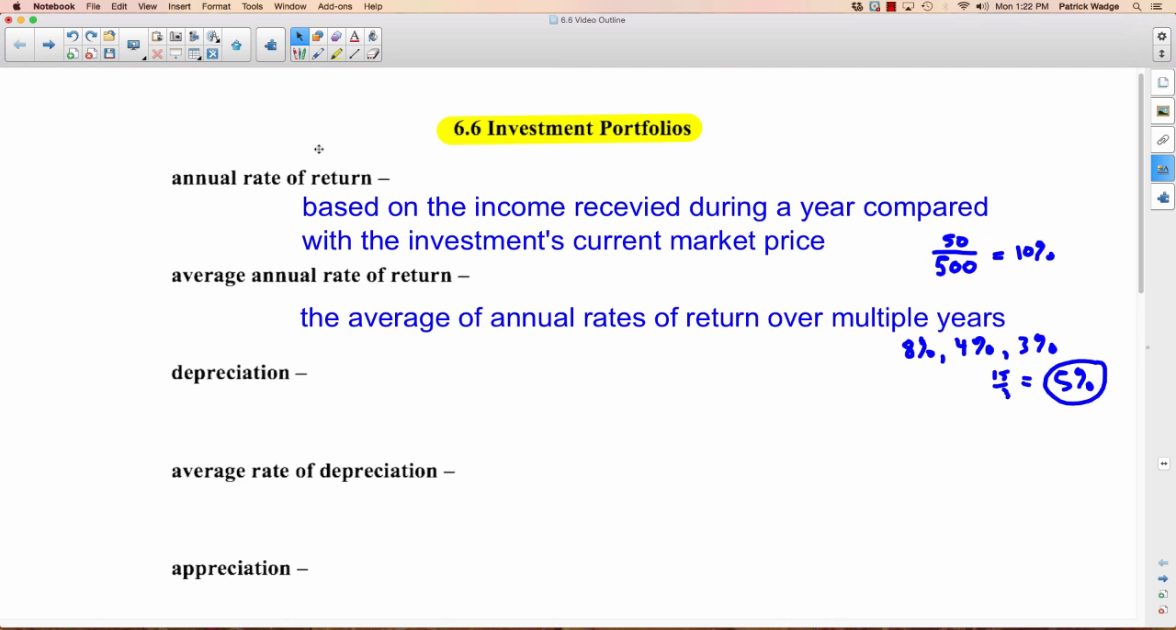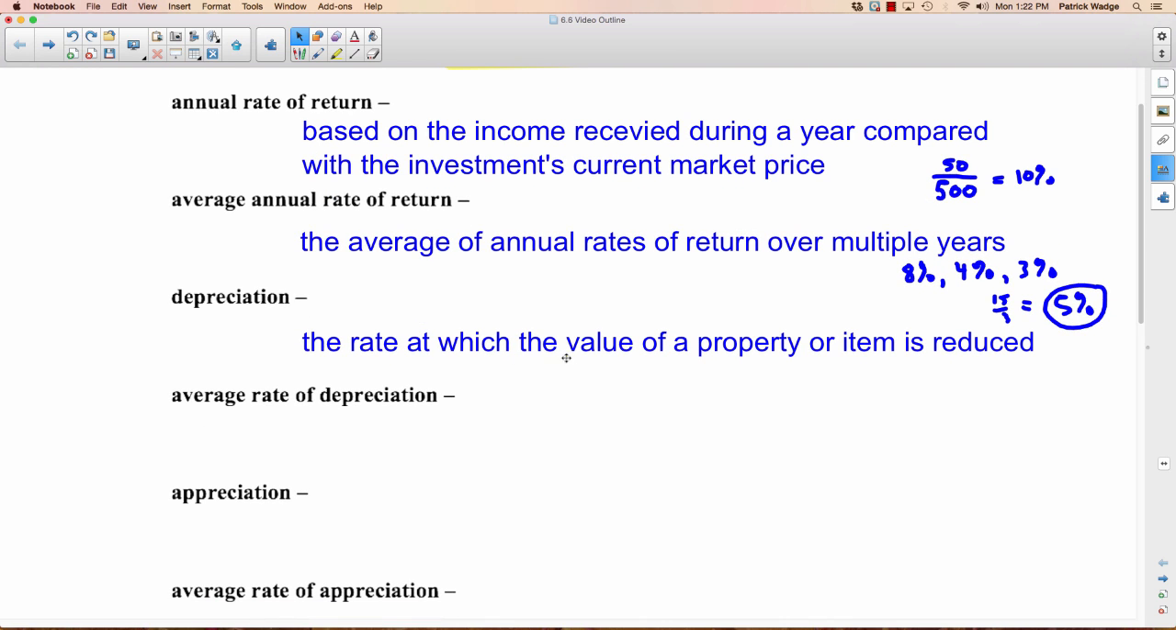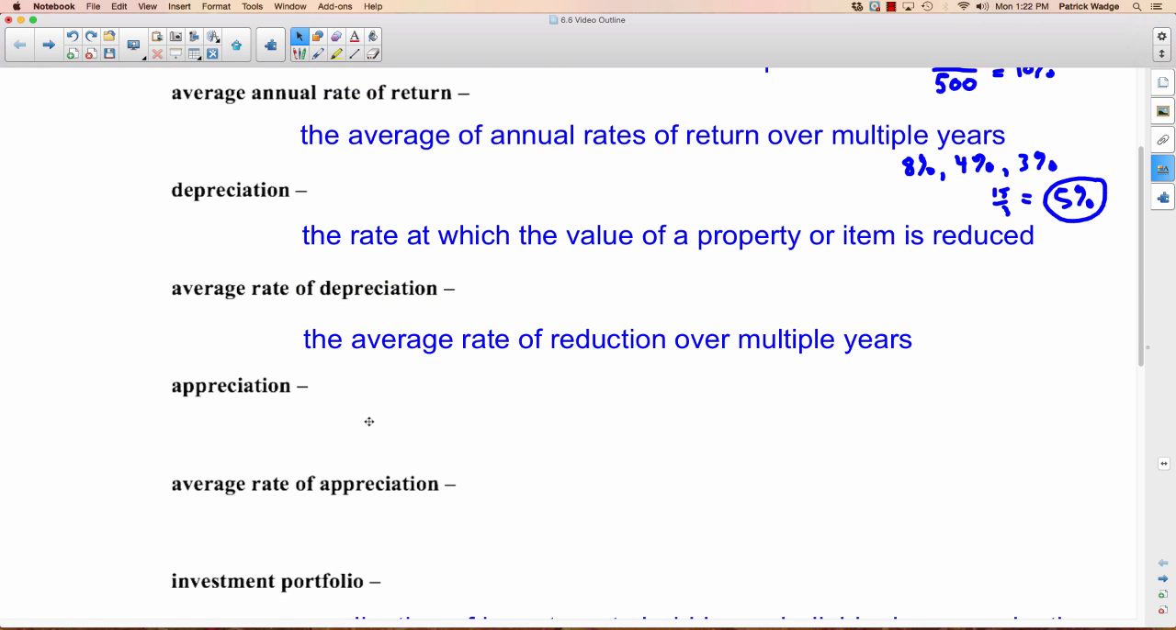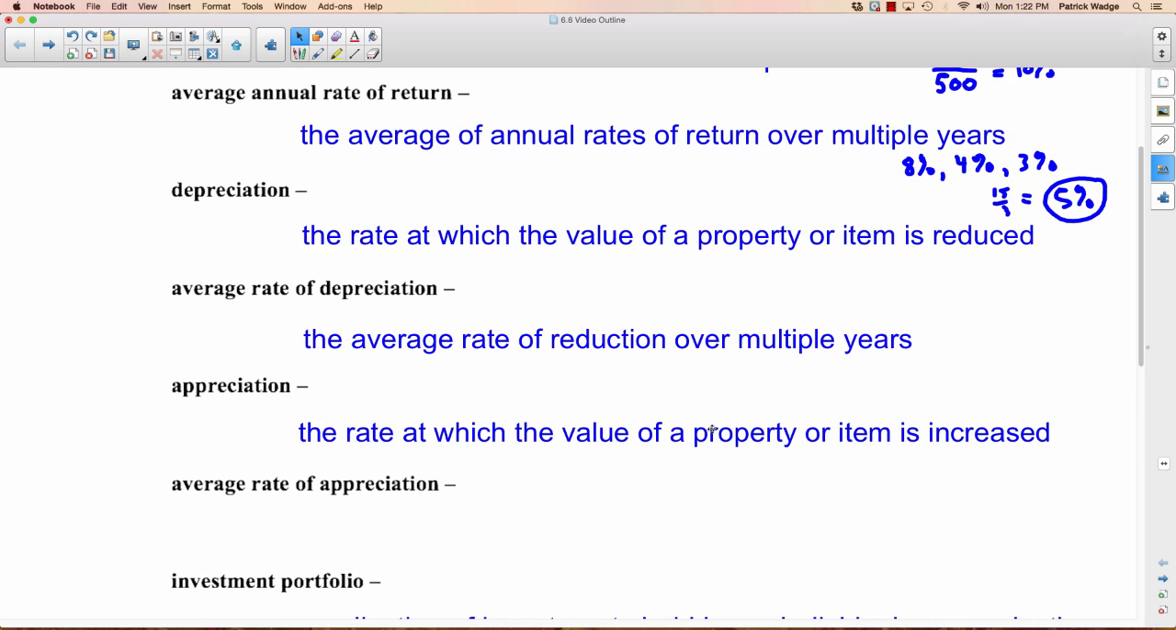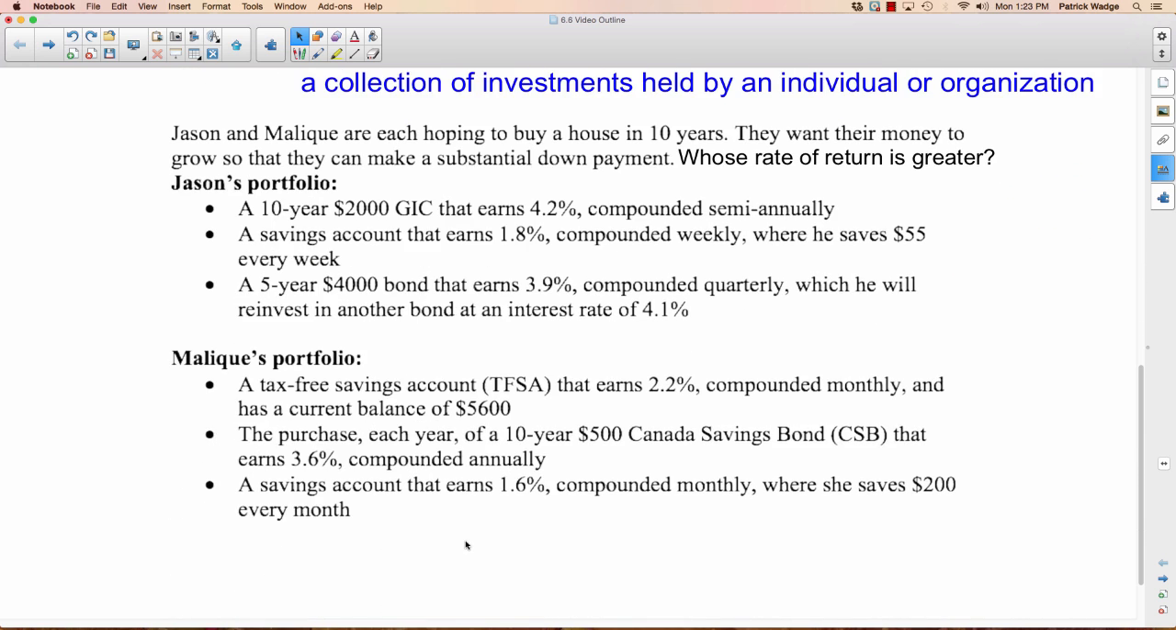Okay, depreciation. Something's depreciating, it's getting lower in value. So it's the rate at which the value of a property or item is reduced. Average rate of depreciation is the average rate of reduction over multiple years, just like what we talked about up here. And zooming along here, appreciation is when the value of a property or item is increased, things are going up. Average rate of appreciation, we just take the average over multiple years. So there you go, cruise through that, and let's get to our one question.